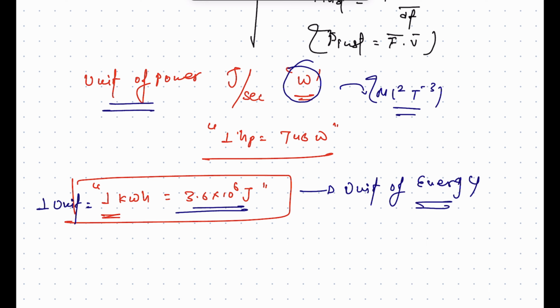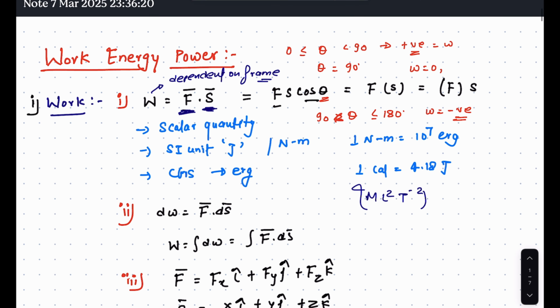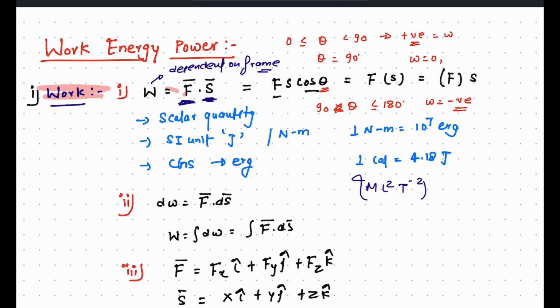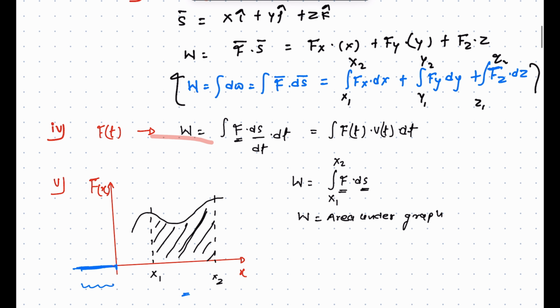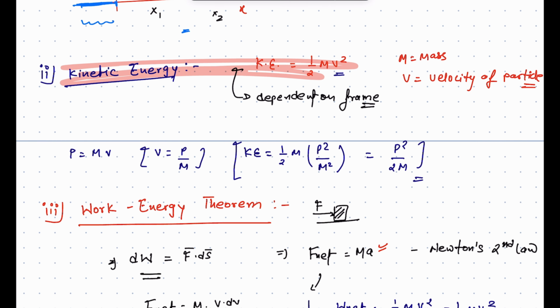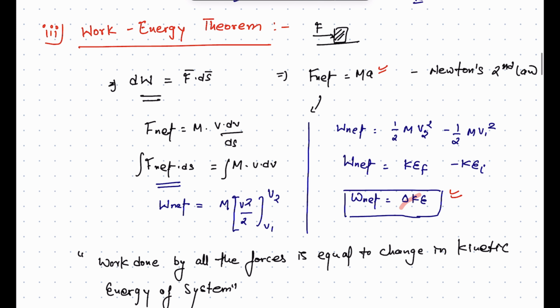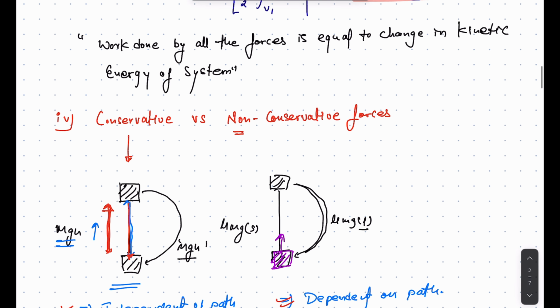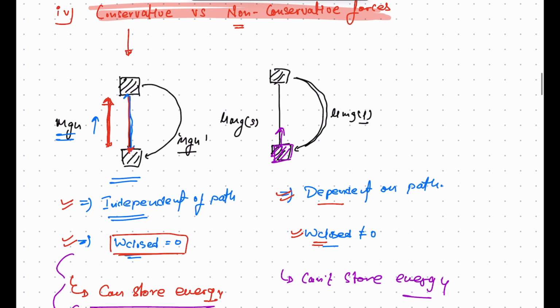This is everything in this chapter. We have talked about work. How do we calculate work for a constant force? What if we have a variable force? What if we have the force in the form of coordinates? If we have force dependent on time, or a force function graph is given to you, how do we find out? Then what is the kinetic energy? We have also talked about the kinetic energy. Then the work energy theorem, work done by all the forces is equal to change in kinetic energy. Then we have also talked about conservative and non-conservative forces.